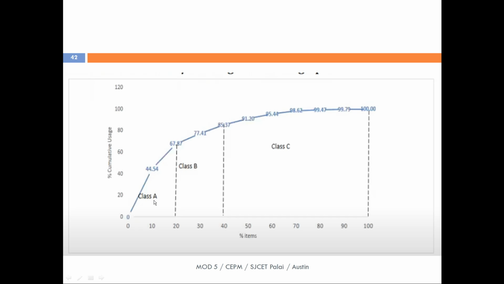From this, for example, I have taken the case of 20% of items as class A, 40% of items as class B, and from 40 to 100 as class C.